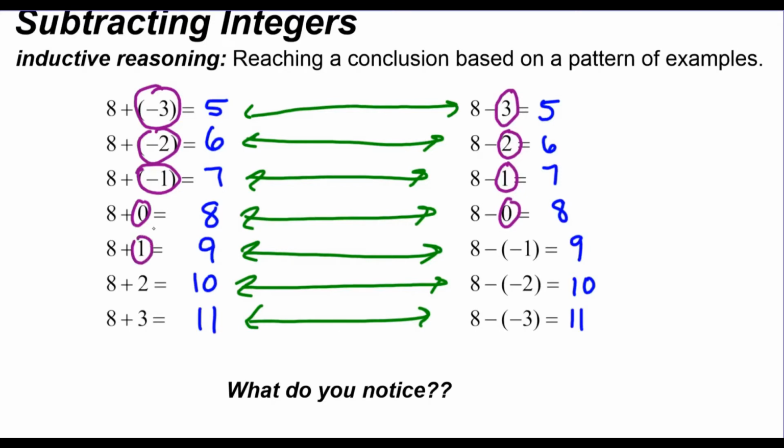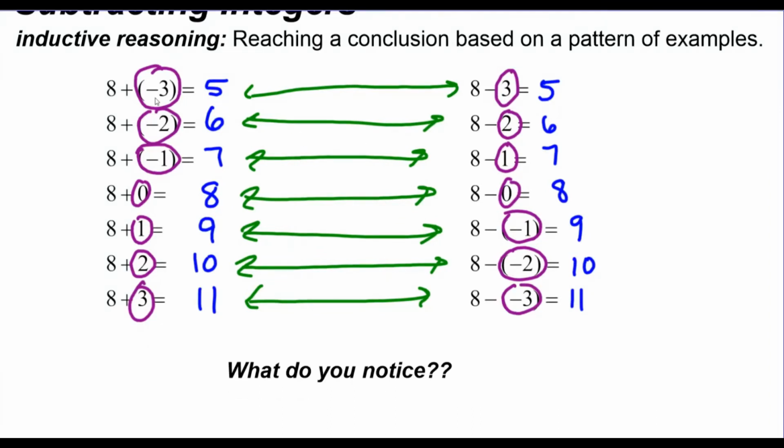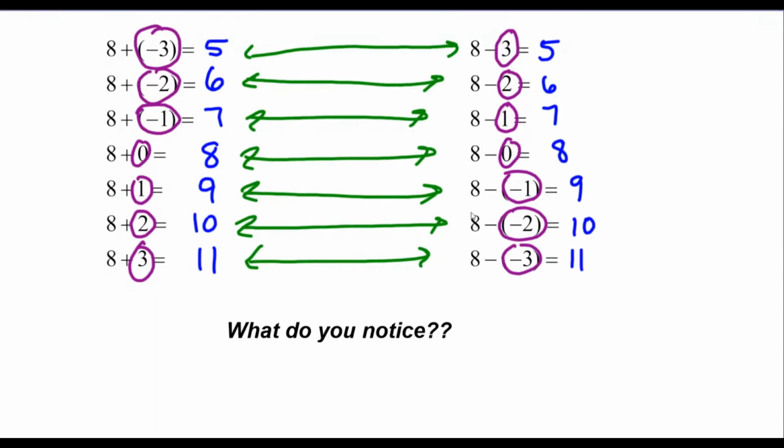Here I'm adding a positive 1. Here I'm subtracting a negative 1. Adding a positive 2, subtracting a negative 2. Adding a positive 3, subtracting a negative 3. Well, what do these pairs of numbers have in common? Negative 3, 3; negative 2, 2; negative 1, 1; 0, 0; 1, negative 1; 2, negative 2; 3, negative 3. Well, these are opposites. They're the additive inverses.